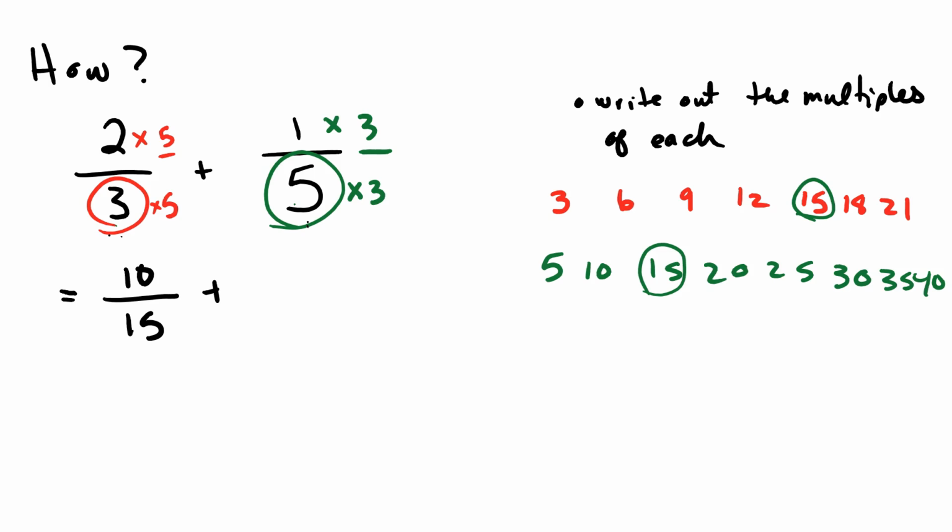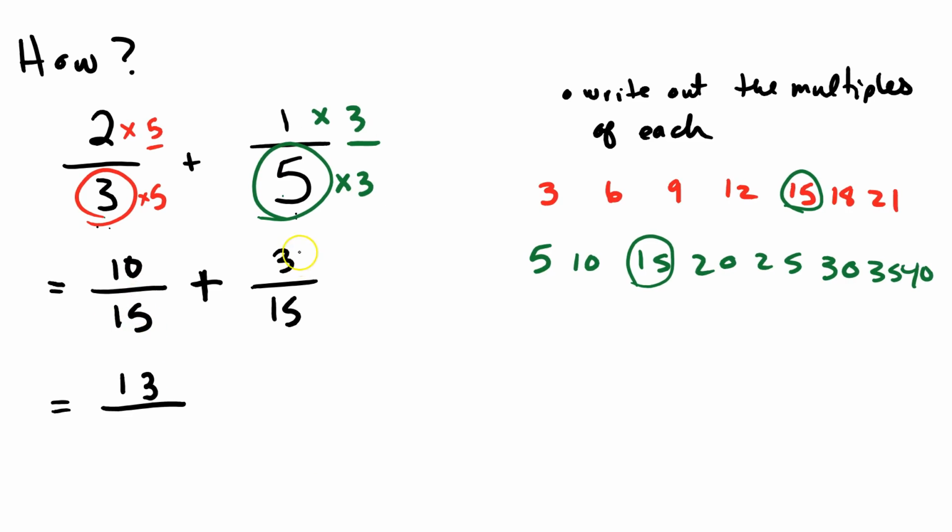You never have to trust me on these things. You can always prove it for yourself. 1 times 3 is 3. 5 times 3 is 15. 10 plus 3 is 13. So 10 fifteenths plus 3 fifteenths is 13 fifteenths.